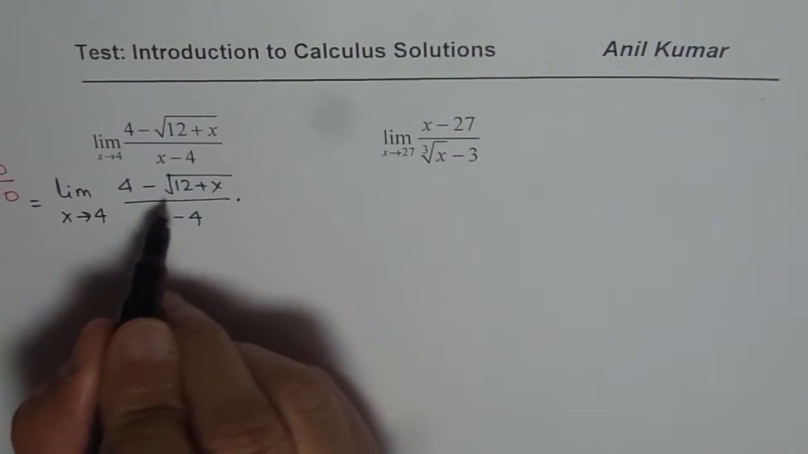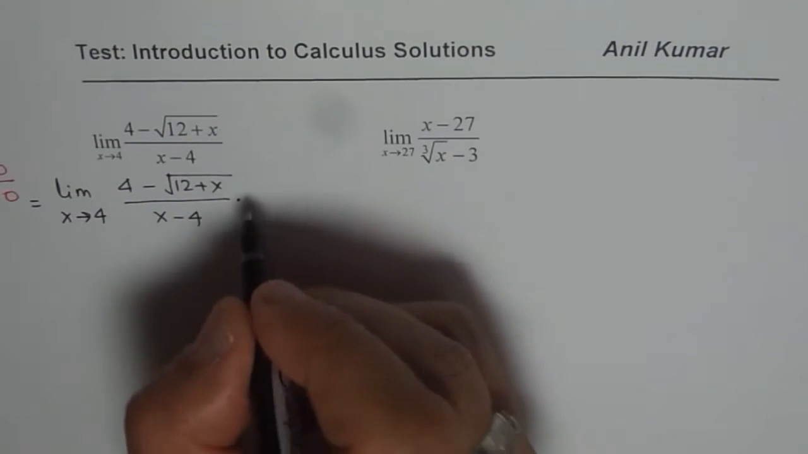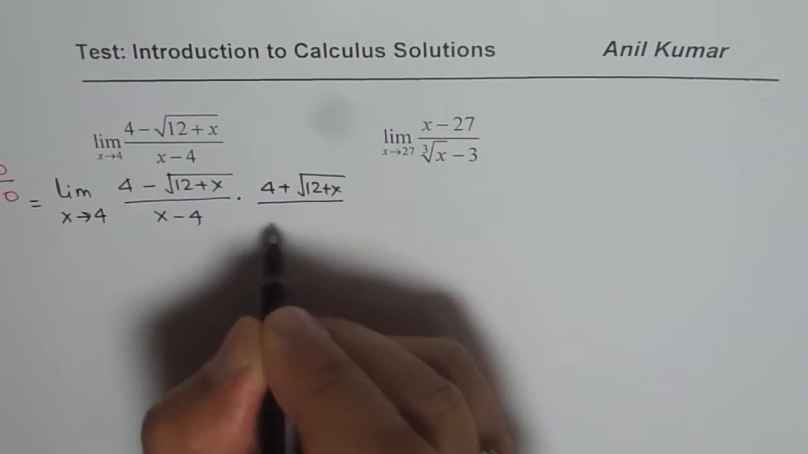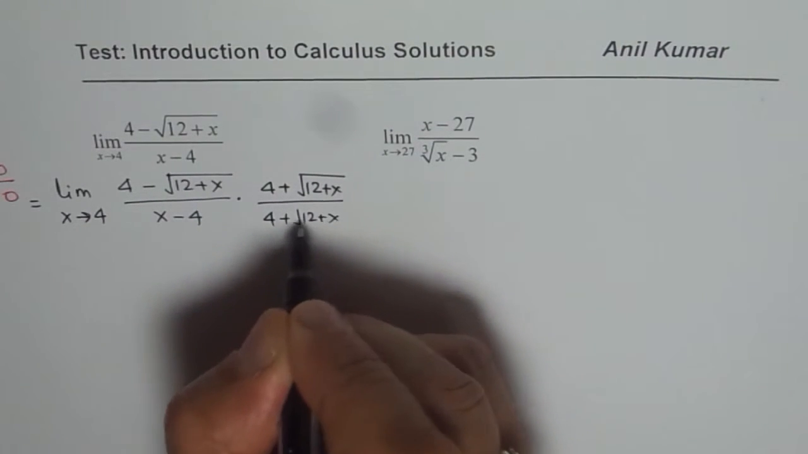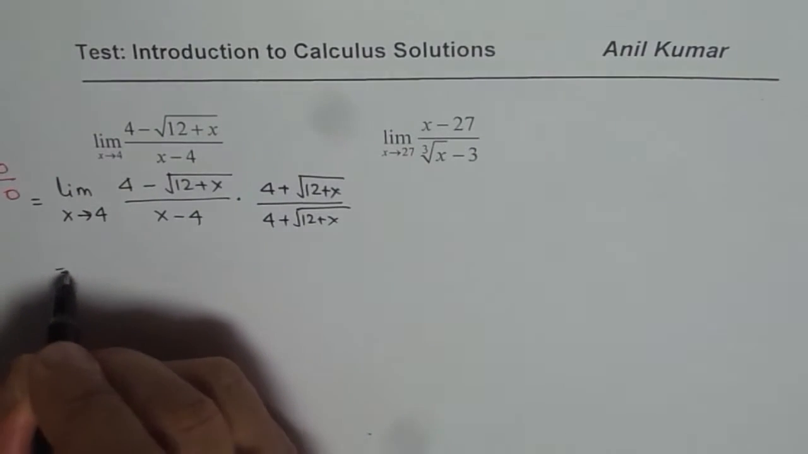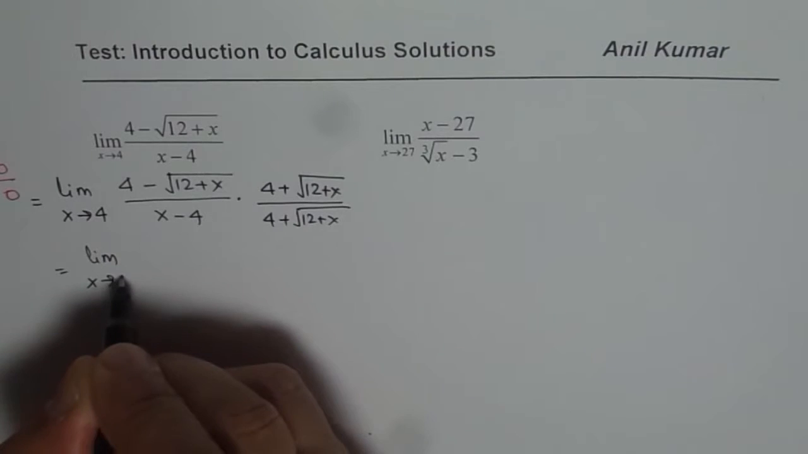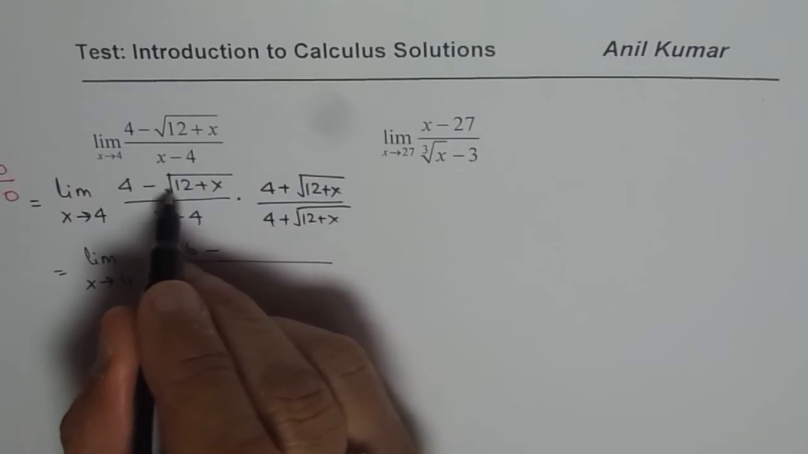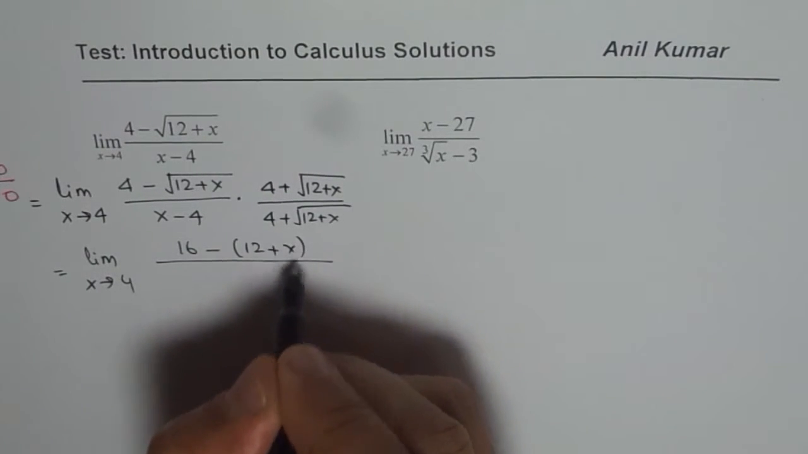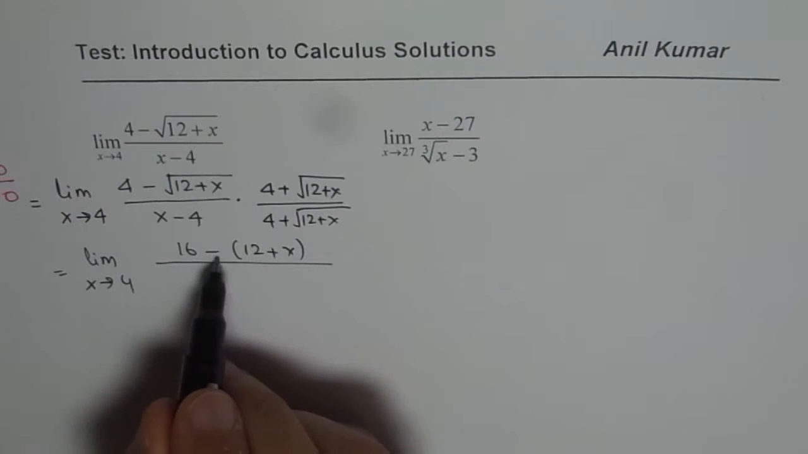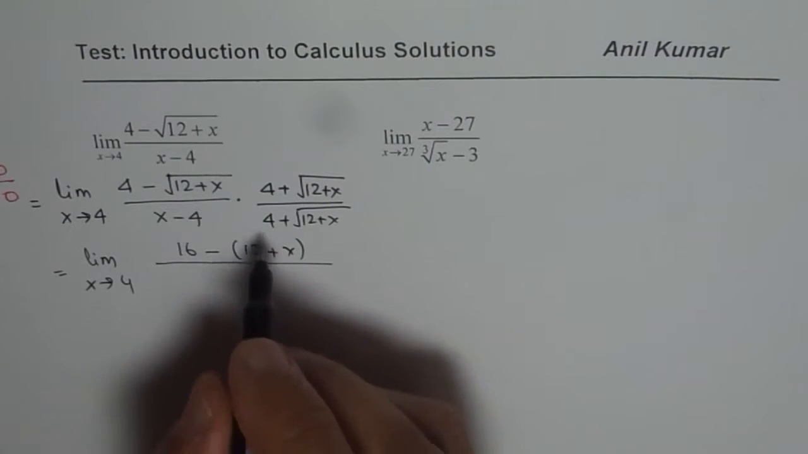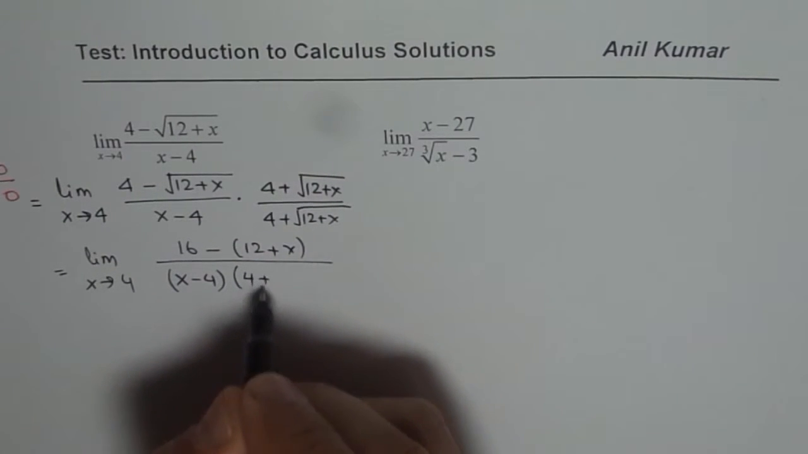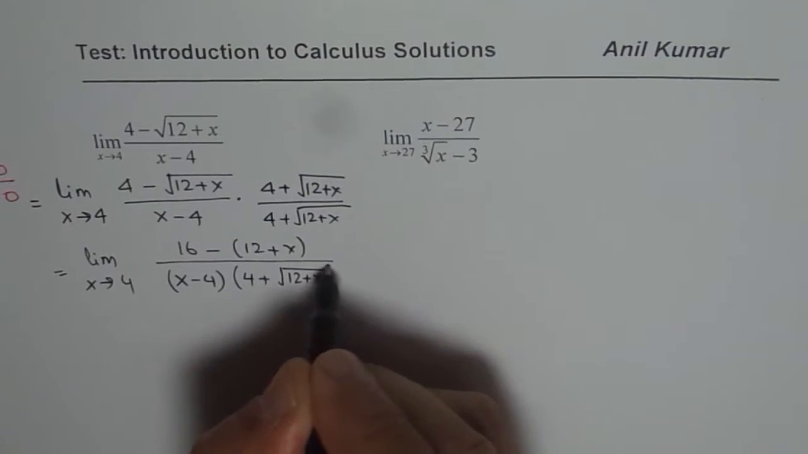Rationalization means multiply and divide by the conjugate. We'll rationalize the numerator, so we'll multiply and divide by 4 plus square root of 12 plus x. I'll also provide you with links of similar kind to give you extra practice. So when we multiply, the numerator becomes 4 square, which is 16, minus the square of the square root, which will give you 12 plus x. Write it in brackets. Those students who don't write it in brackets get negative results, right? And the denominator here is x minus 4 times 4 plus square root of 12 plus x. You don't have to expand the denominator.